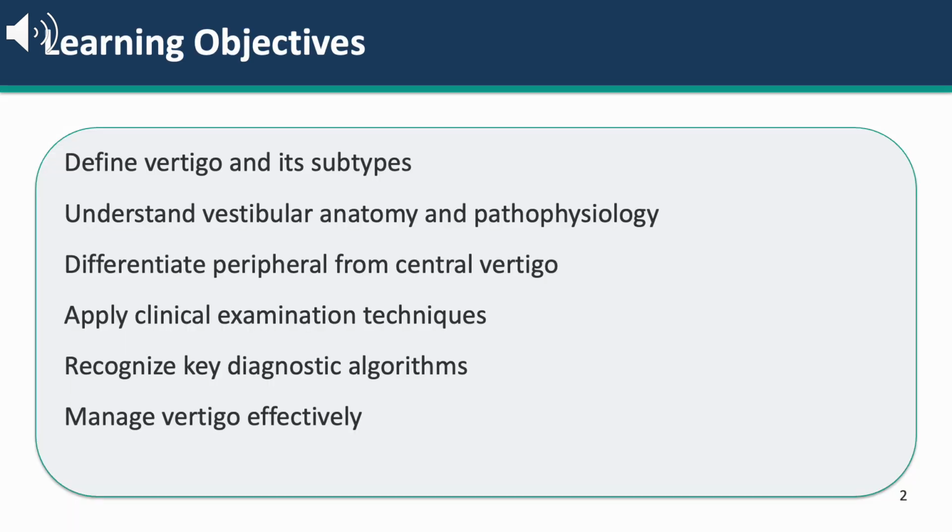Our learning objectives for this lecture are as follows. First, we will define vertigo and distinguish it from other forms of dizziness. Second, we will review the anatomy and pathophysiology of the vestibular system. Third, we will learn to differentiate peripheral from central causes of vertigo using clinical features.